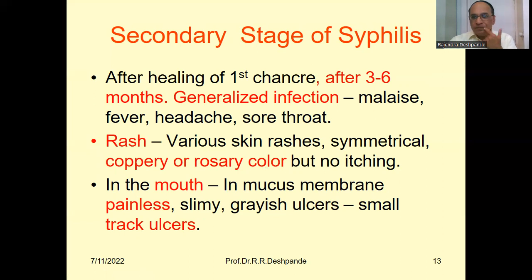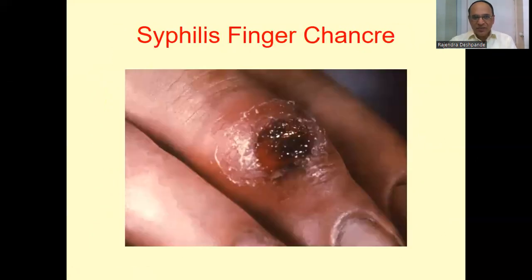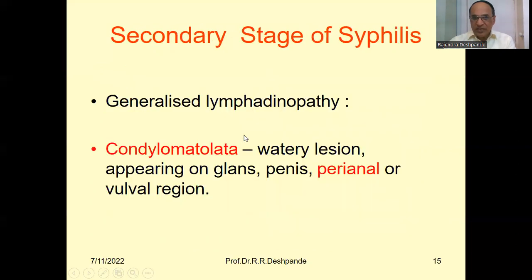In the mouth, if oral sex has been done, in the mucous membrane there are painless, slimy, grayish ulcers and small tract ulcers. These ulcers are called small tract ulcers. You can see even on the fingers, because during sexual activity, if some people have used the finger, then finger chancre can be seen on the fingers as well.